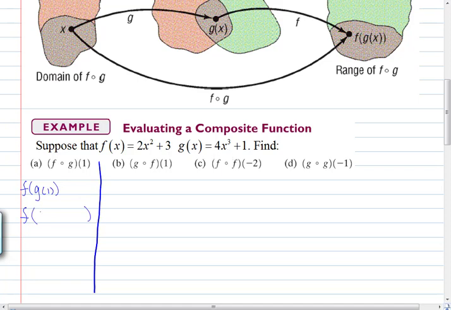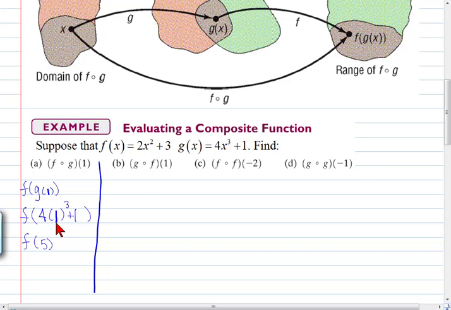Well, g says you take 4 times something cubed and add 1. Well, that something now is going to be 1. That's what we're plugging in here. 1 cubed is 1. 1 times 4 is 4, and 4 added to 1 is 5. So now what we're looking at is f of 5. We just simplify the arithmetic here.